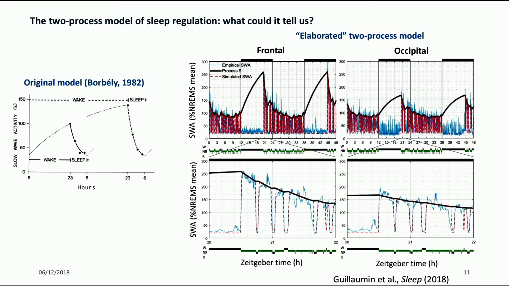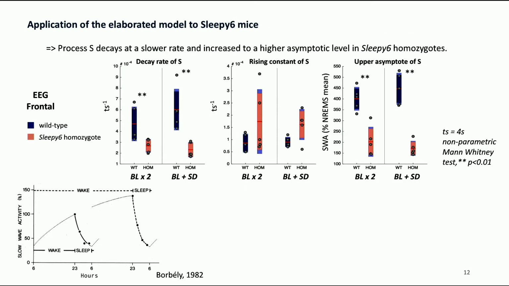And I adapted it in rodents, so that is done in black 6 mice. But the point I want to make here is because this model was working well, I adapted it to the Sleepy 6 data. And what you find is the increase of process S, so that's the rising constant of S, is not significantly different across my mice. Well, it's quite variable, so you can argue that maybe it would be with higher numbers. But then if you look at how fast this decreases, it's actually much slower in the homozygote mice.